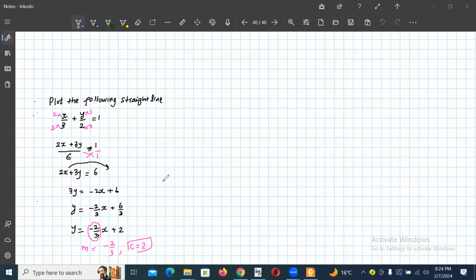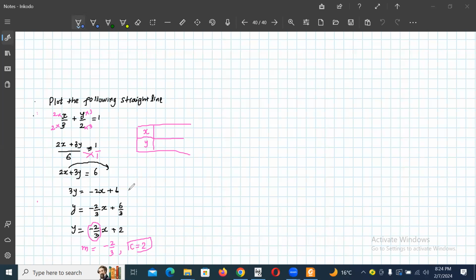Now, how to draw? For that, we need to complete one small table. So, for example, we can check 1 or 2 values from our mind. But remember that here we have a fractional case like minus 2 over 3. So choose such a value of x so that you get an answer in integer, not in fraction. So it would be easy for us.